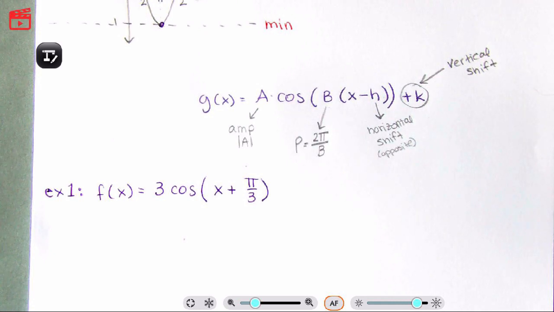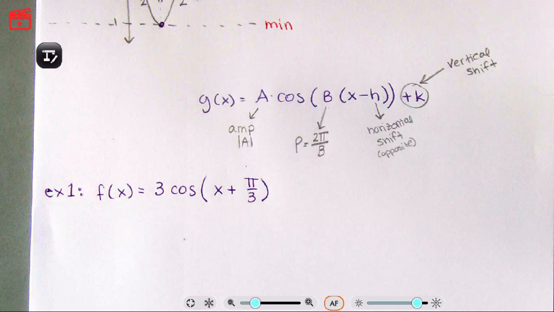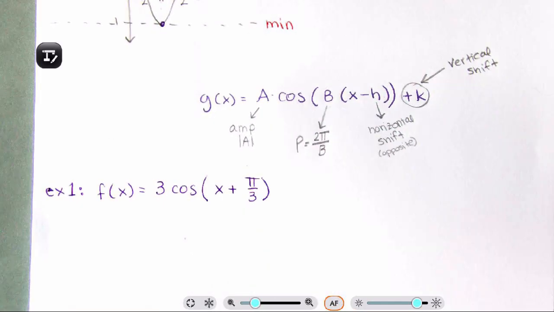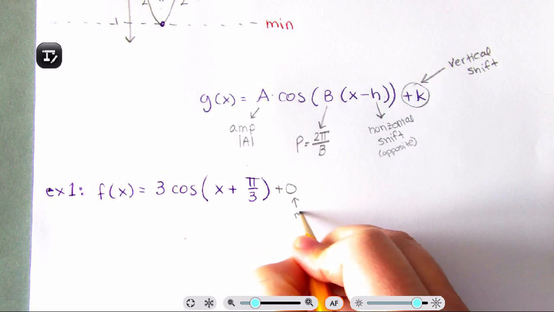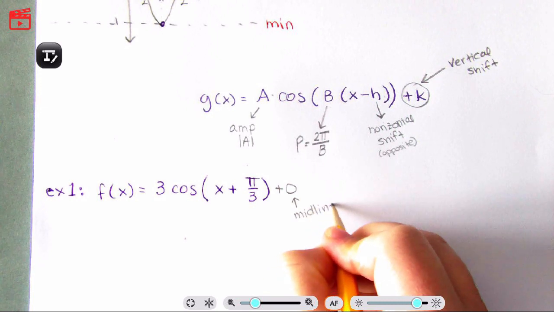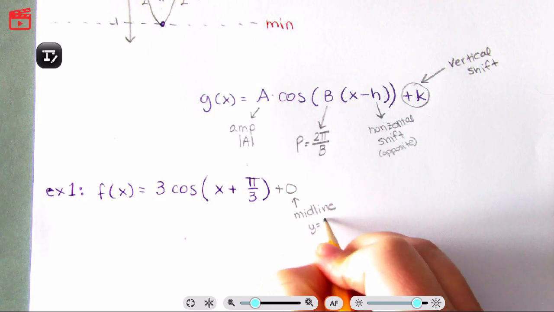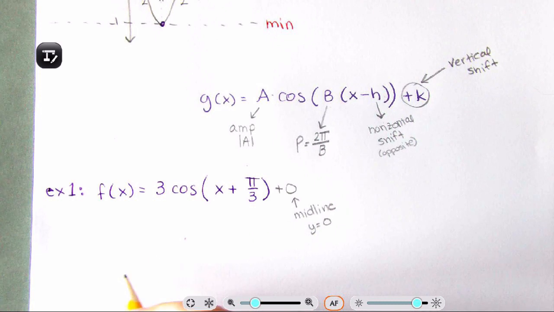I am actually still going to be looking at my steps from our sine video. The steps are going to be exactly the same. Step number 1 is identify the midline. So what is your k value? In this case, k is 0, so the midline is y equals 0, or just the x-axis.